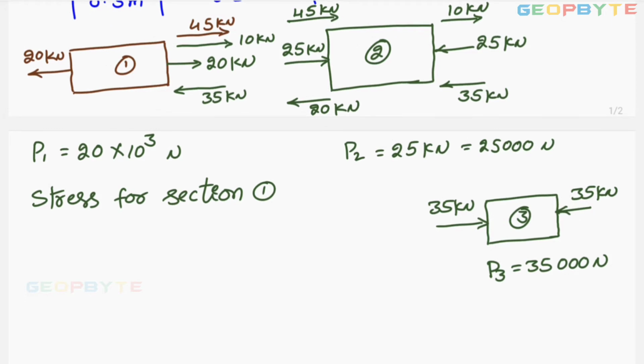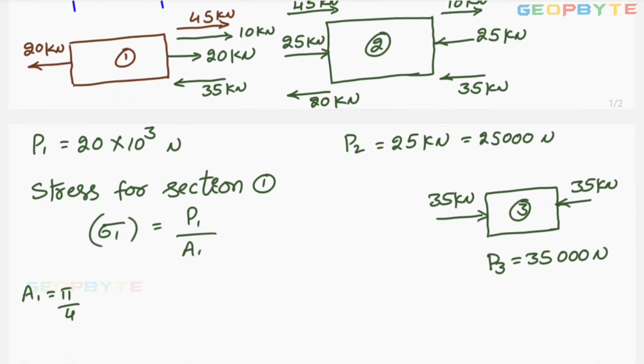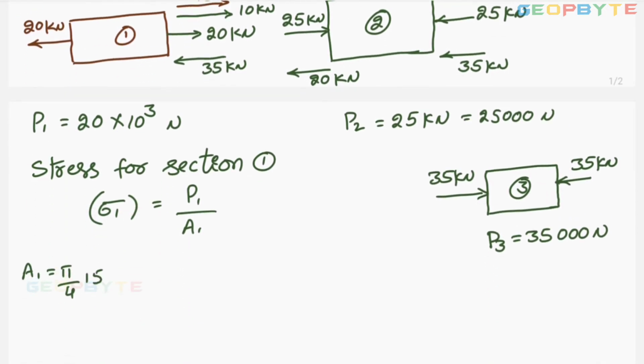Stress for section 1, sigma 1 is equal to load on that section divided by A1. Here A1 equal to pi by 4 into D1 square. D1 is 15, so 15 whole square. You simplify this value for getting the A1, 176.7 mm square.